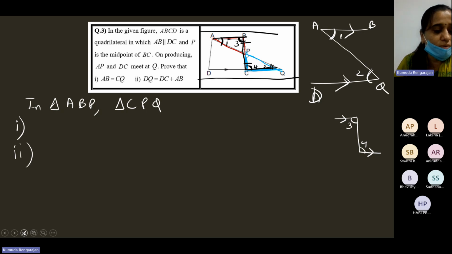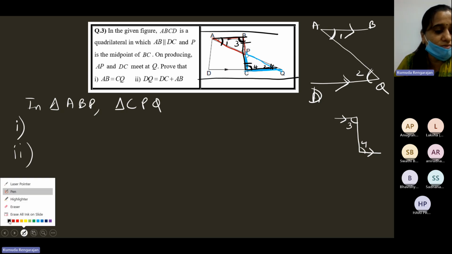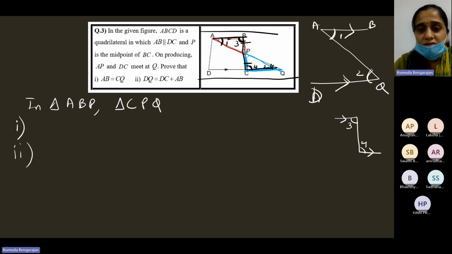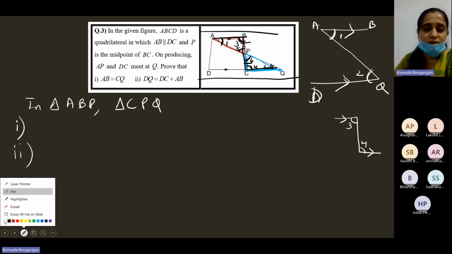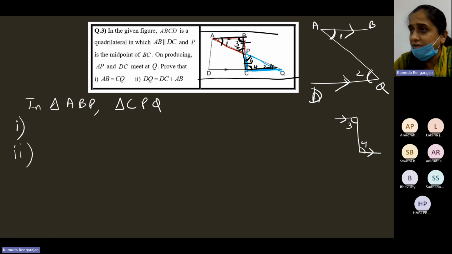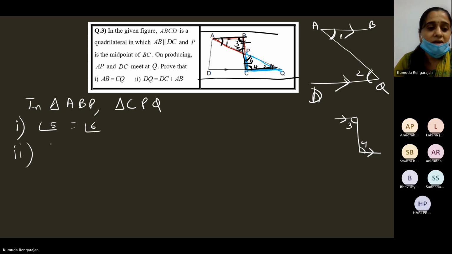So I have mentioned the vertically opposite angles. In fact, all the three pairs of angles equal we can show. So angle 5 is equal to angle 6. From this marking, don't compare what you've written and the numbers put here. The numbers in your book and the numbers here might differ. So angle 5 of the red triangle is equal to angle 6 of the blue triangle. Vertically opposite angles are equal.